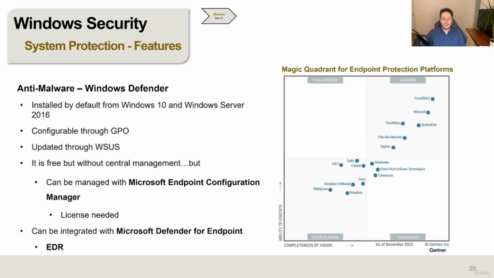One benefit that is definitely there is that Windows Defender can be integrated with Microsoft Defender for Endpoint. That's actually the EDR from Microsoft that we can use with this default Windows Defender anti-malware solution. In the picture, you can see the Magic Quadrant from Gartner for endpoint protection platforms, and you can see Microsoft is doing pretty well. It's just below CrowdStrike.